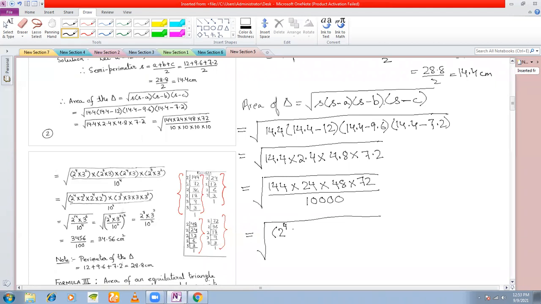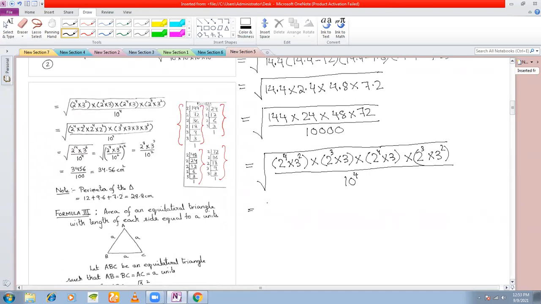So prime factorization of 144 is 2 to the power of 4 into 3 square. 24 is 2 cube into 3. Prime factorization of 48 is 2 to the power of 4 into 3. And prime factorization of 72 is 2 cube into 3 square. Okay. Once you have prime factorized, in the denominator you have 10, 1 followed by 4 zeros. So you can write this as 10 to the power of 4.